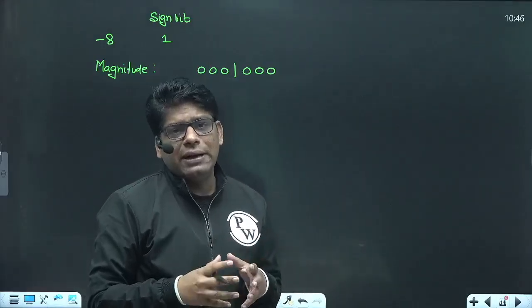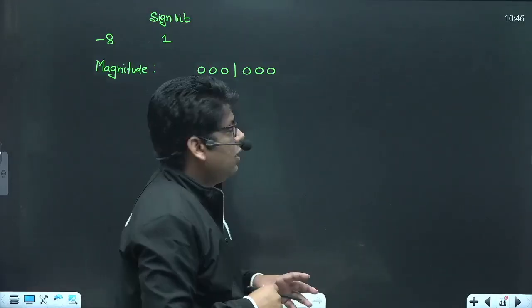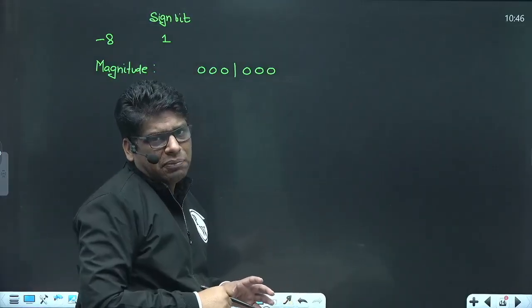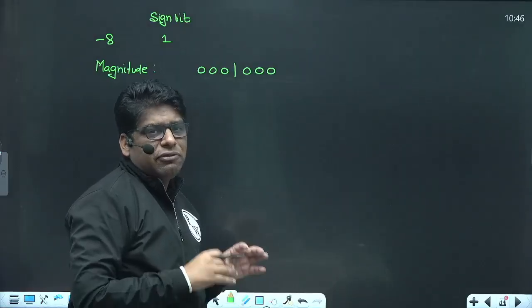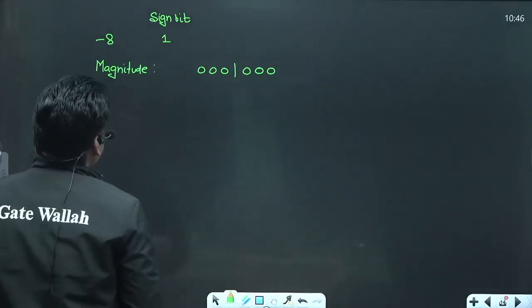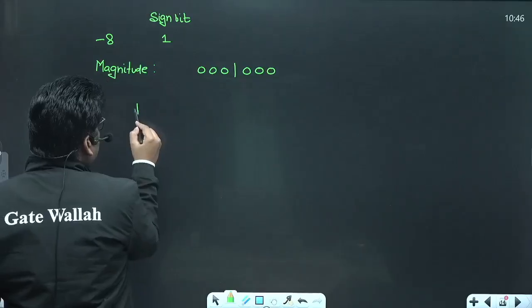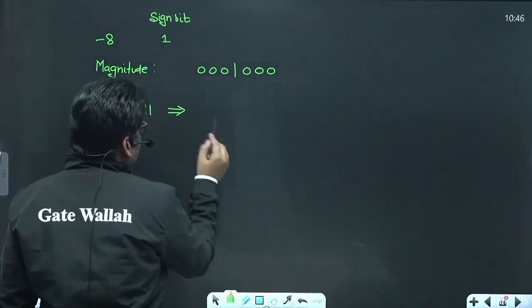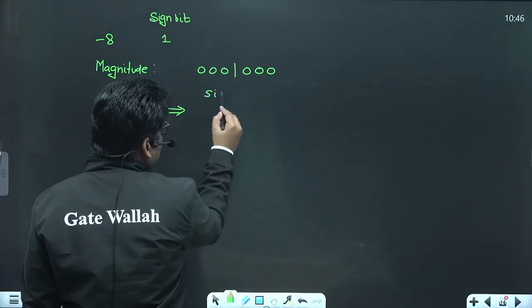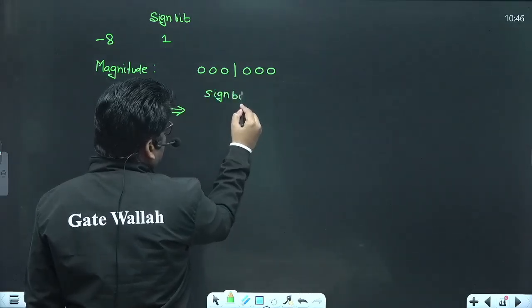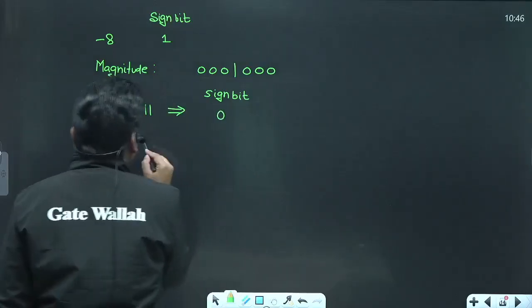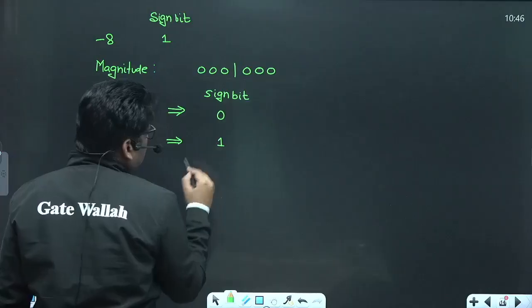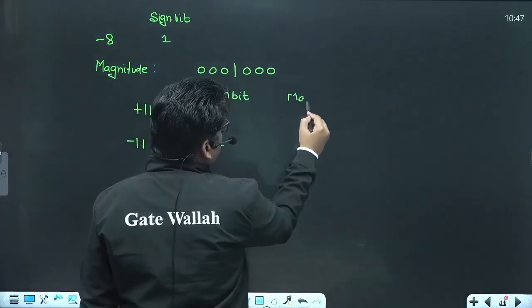Nitish Kumar, we can't write 129 in 8 bits. Don't ask such silly questions. We already covered range and all that in data types. Okay, so don't ask foolish questions. Done, sir. Okay, similarly, if I ask you how to store plus of 11, then plus says that the sign bit is 0. For minus 11, the sign bit is 1. Okay, what is the magnitude?